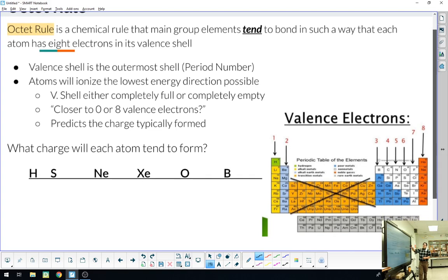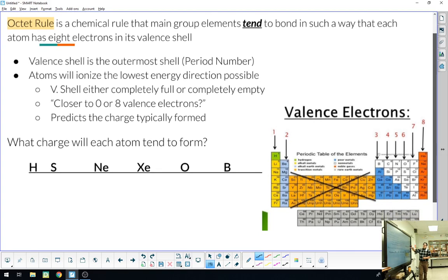I'm going to scroll down just a little bit. All right. So the valence shell is the outermost shell. That is the period you're in. This is period 1, period 2. This shell you're in either likes to be all the way full or all the way empty. It doesn't really like to be in between. So when you do this, ask yourself the question: is the number of valence electrons closer to 8 or closer to 0? And then what will it tend to do?